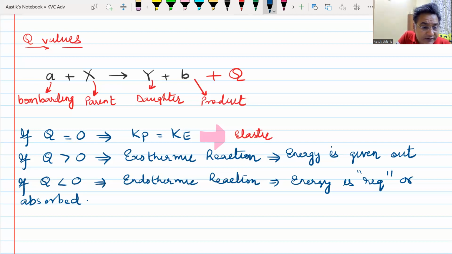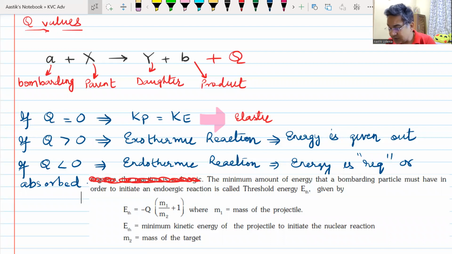Now, if energy is required to carry out this reaction, this energy has to be given. Now, how will this energy be given? This energy will be given in the form of kinetic energy of the bombarding particle. The minimum energy which is required to carry on this reaction is known as the threshold energy.